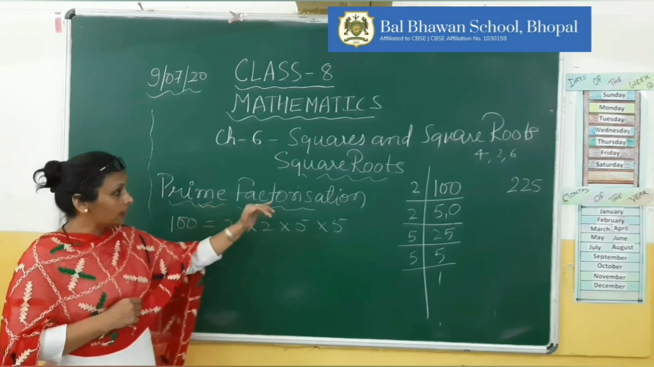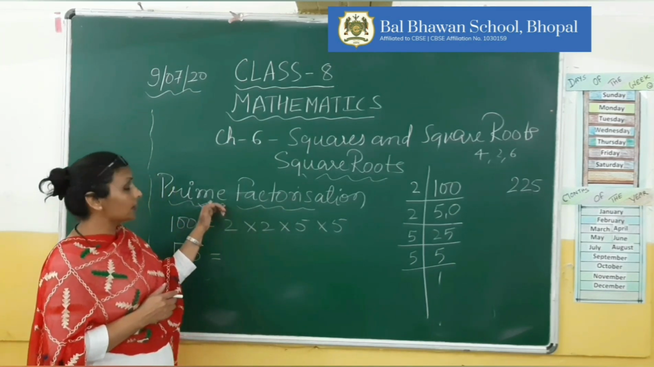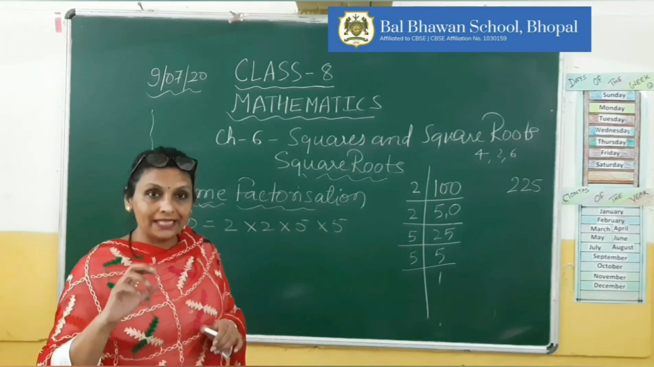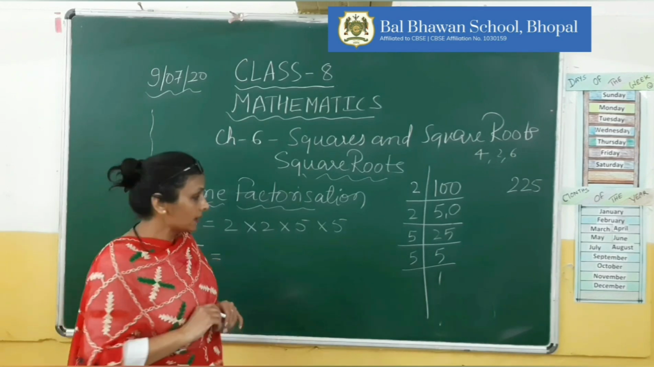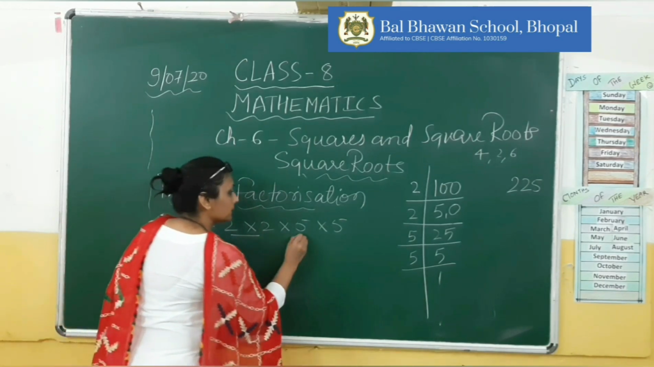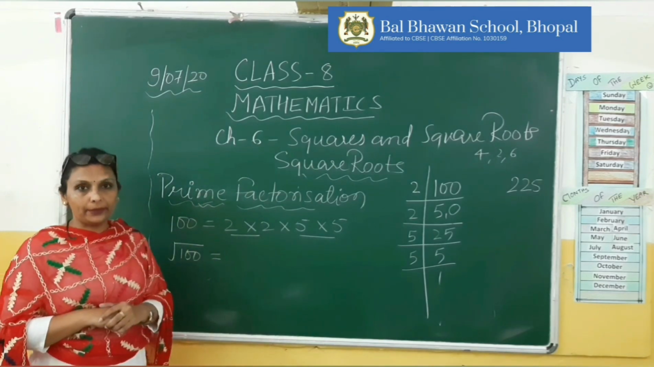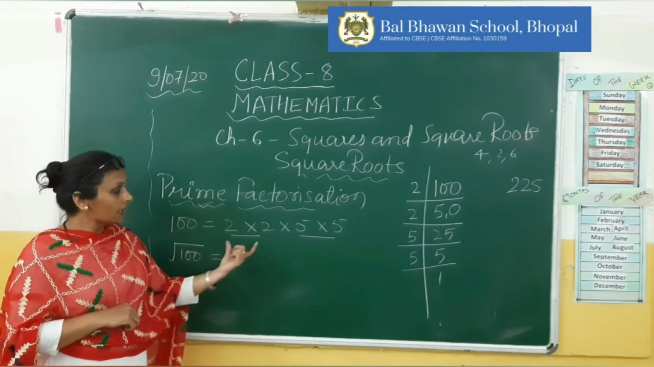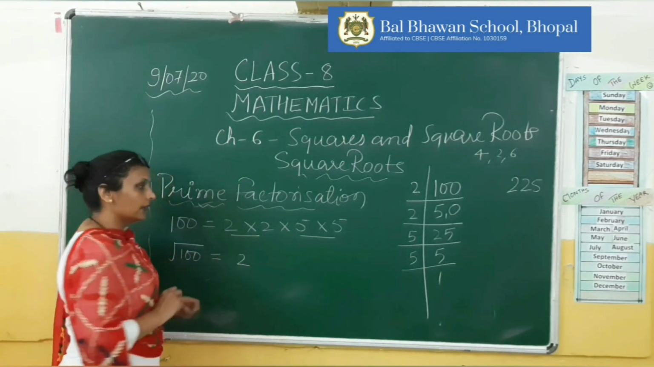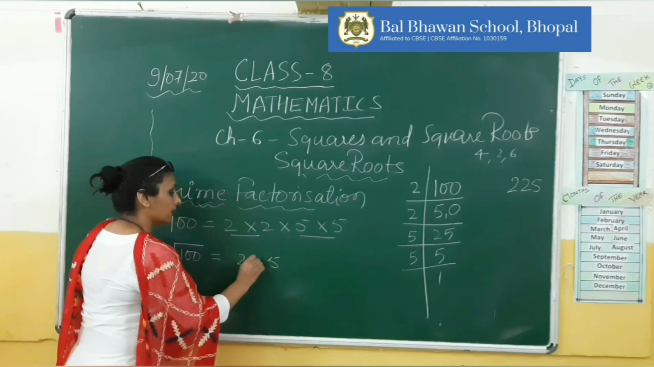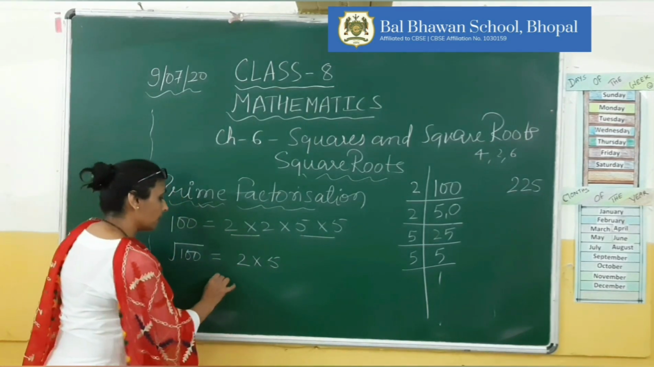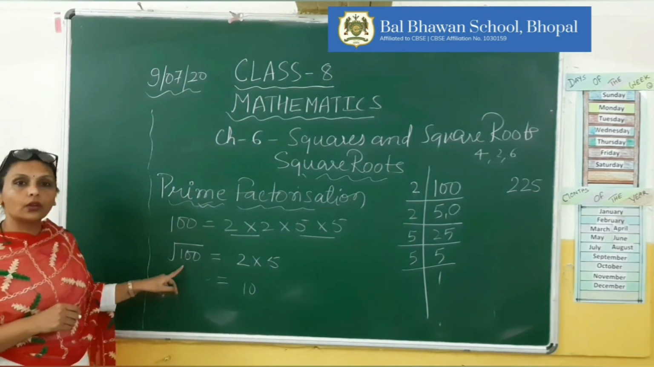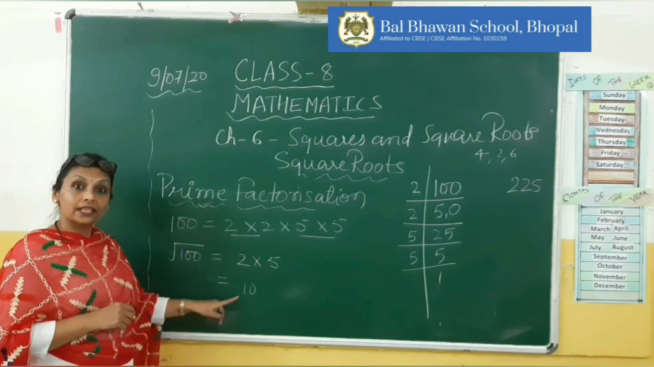In the case of square root, in the prime factorization method, we arrange the prime numbers in pairs. So we will highlight the pairs like this. Now we have to take one number from each pair. We will take 2 from this pair, 5 from this pair, and then we will multiply. So what will be the product? 2 5s are 10. Exactly. That means the square root of 100 is 10. Is this clear to you?